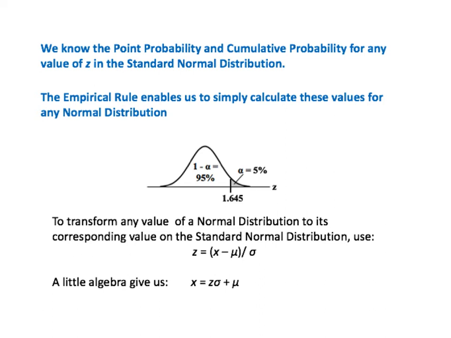In any other normal distribution, it will also be 1.645 standard deviations from the mean, but we need to convert z's unit of standard deviations into units of the data of the other normal distribution. We do this by using the simple transformation formula, x equals 1.645 times sigma plus mu, where sigma is the standard deviation and mu is the mean.